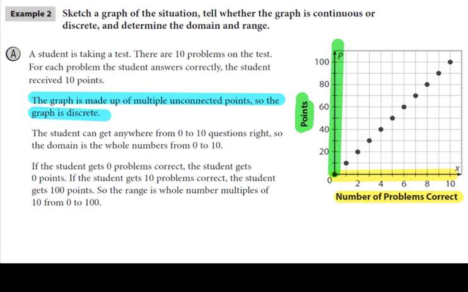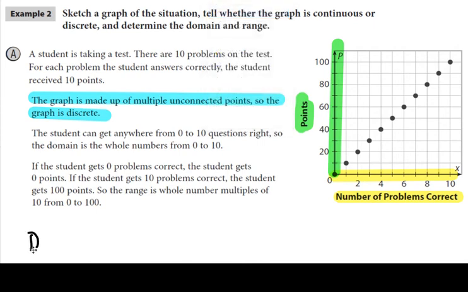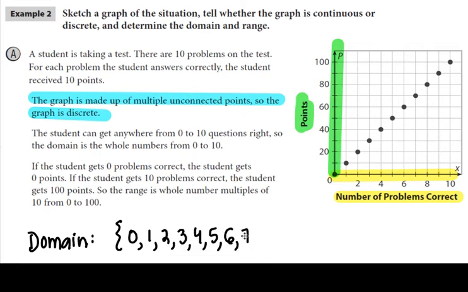You can answer anywhere from 0 to 10 questions right, so the domain is the whole numbers from 0 to 10. So how we write our domain is going to be written as a set of numbers: 0, 1, 2, 3, 4, 5, 6, 7, 8, 9, and 10. So that's how we would write our domain.